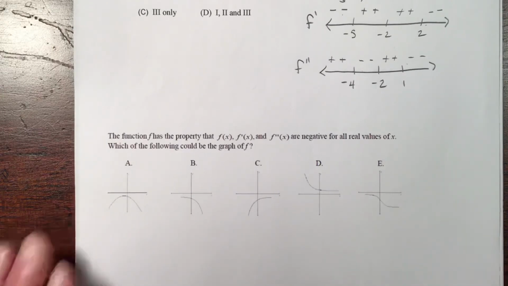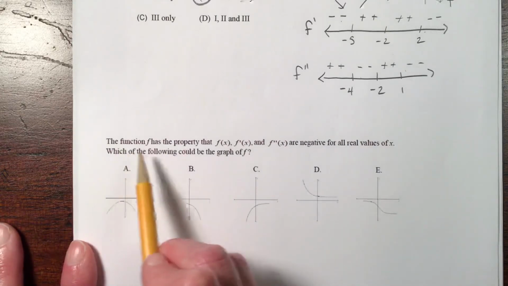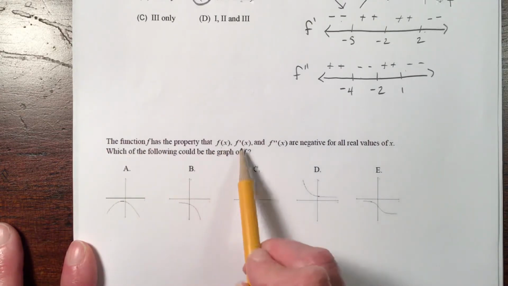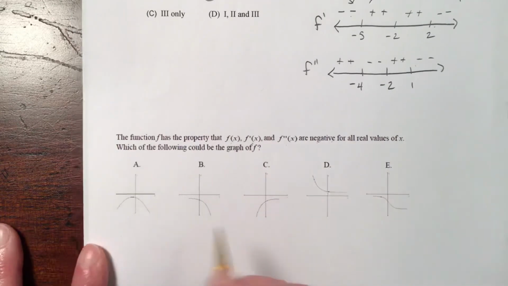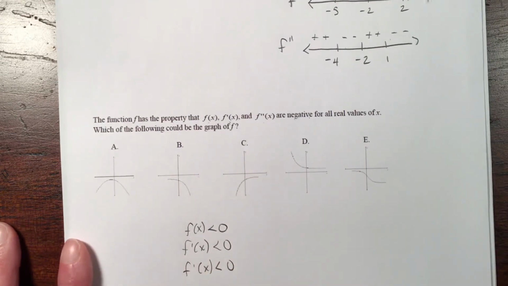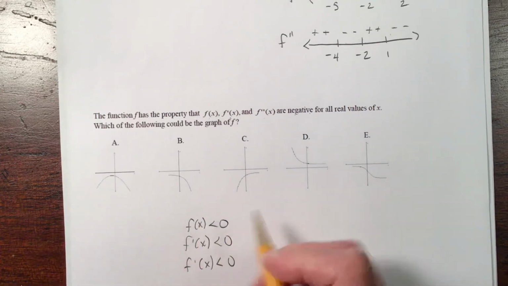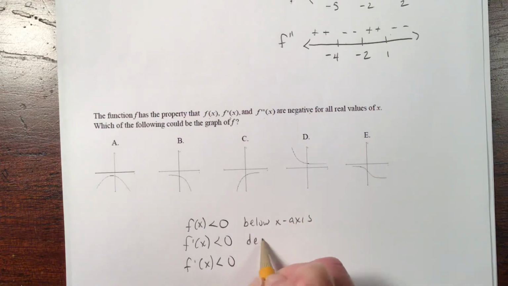Another type of question, and again, you have to think a little bit and connect all of your information together. The function f has a property that f of x, f prime of x, and f double prime of x are negative. So what does that mean? F of x is less than 0. F prime of x is less than 0. F double prime of x is less than 0. So my function, f of x, is going to be below the x-axis, decreasing, and concave down.